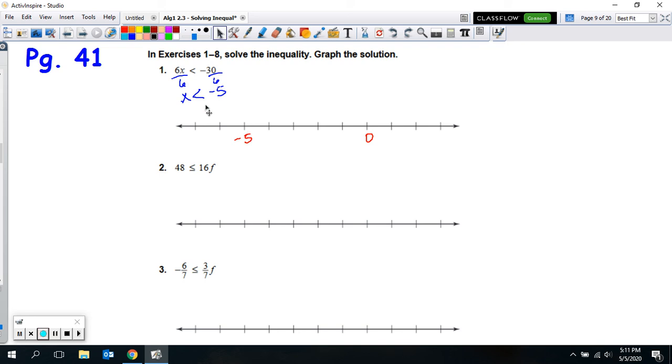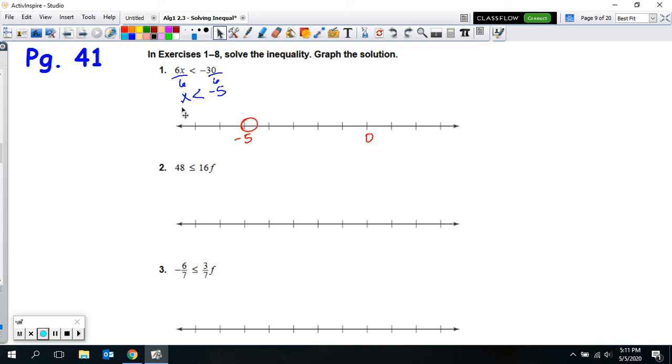And so this one, because there is no equal sign like there is on this one, is going to be closed. This one will be open. So the one on number 1 is open, but number 2, because of the equal sign, will be a closed hole. And so we have an open hole, and we're going to shade to the left. X is less than negative 5.